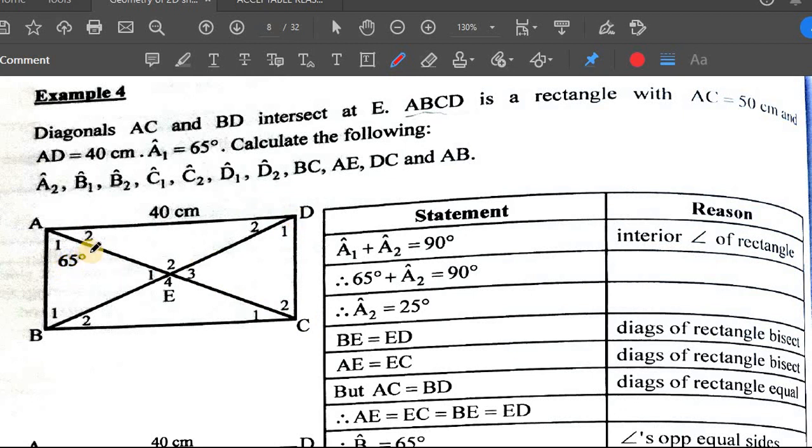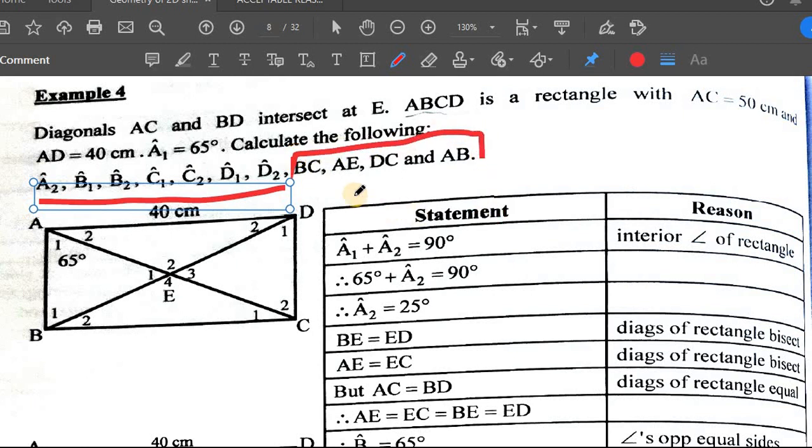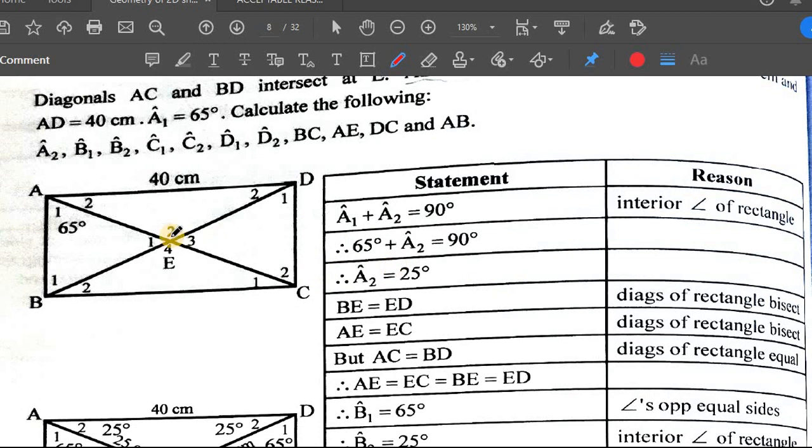Now calculate the following: all of these angles that are missing, and they also ask us for the sides that are missing, the values of the sides that are missing, right? So let's do one thing at a time. Let's look at exactly how they tackled it.